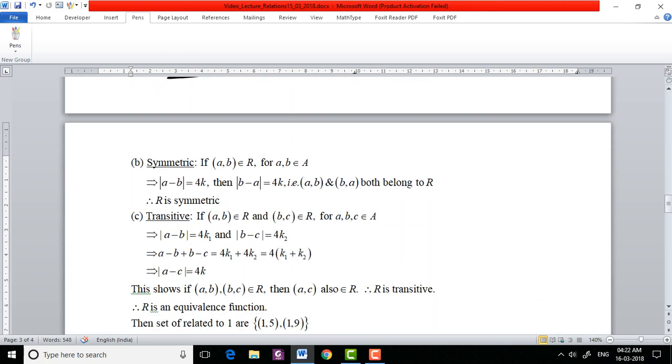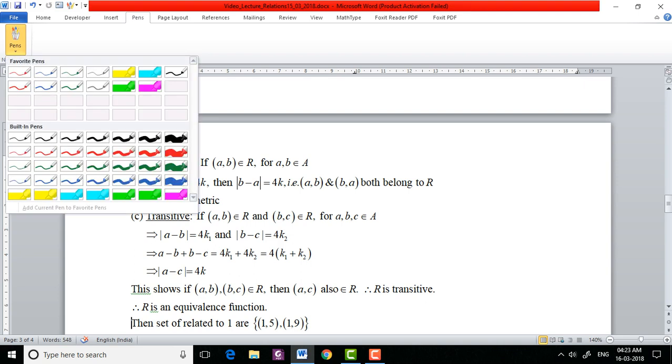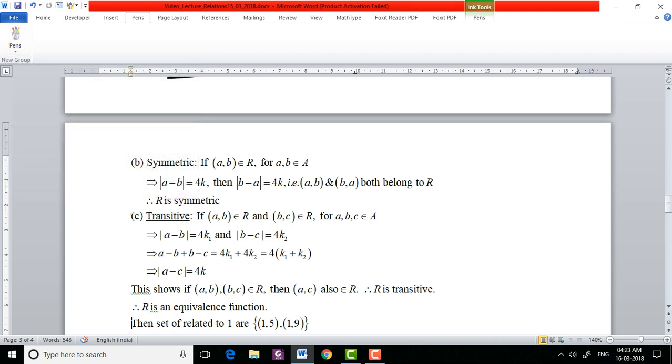Let us move on to the symmetric and transitive parts. For symmetric, if (a, b) belongs to R for a and b belonging to the set A, this means that a minus b is a multiple of 4, which further means that b minus a is also a multiple of 4. Therefore for (a, b) belonging to R, (b, a) also belongs to relation R, and therefore our relation R is symmetric in nature.